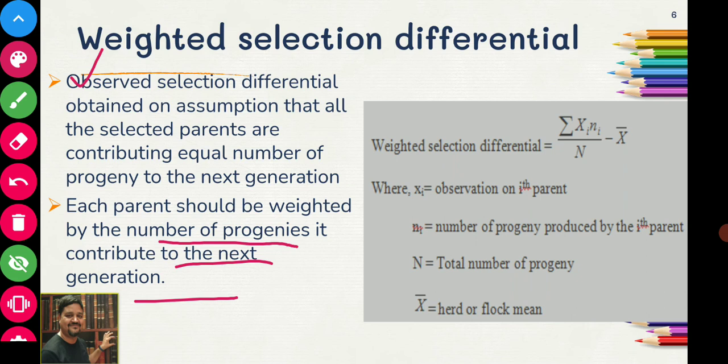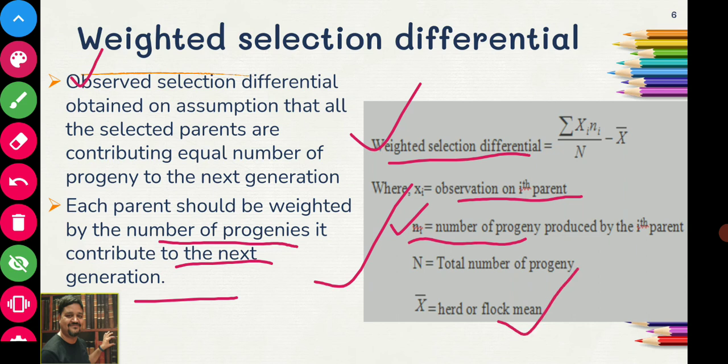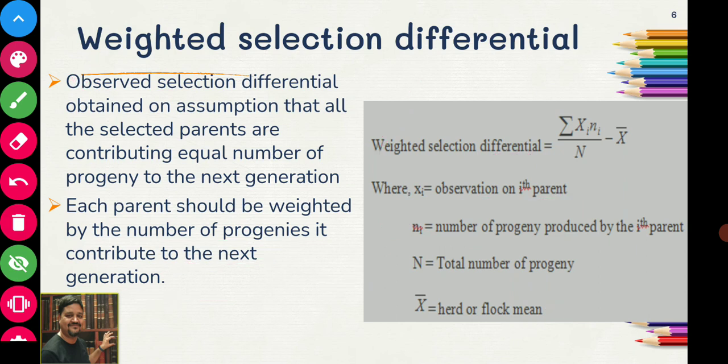So in that case, you have to calculate the weighted selection differential, and the weighted selection differential is nothing but an average based on their weight in terms of number of progeny. So summation xi ni divided by summation ni. What is xi? Xi is the observation on the ith parent, and ni is the number of progeny produced by the ith parent, and it should be subtracted by the population mean. So this is the herd or flock mean or population mean. This is how you calculate the weighted selection differential.